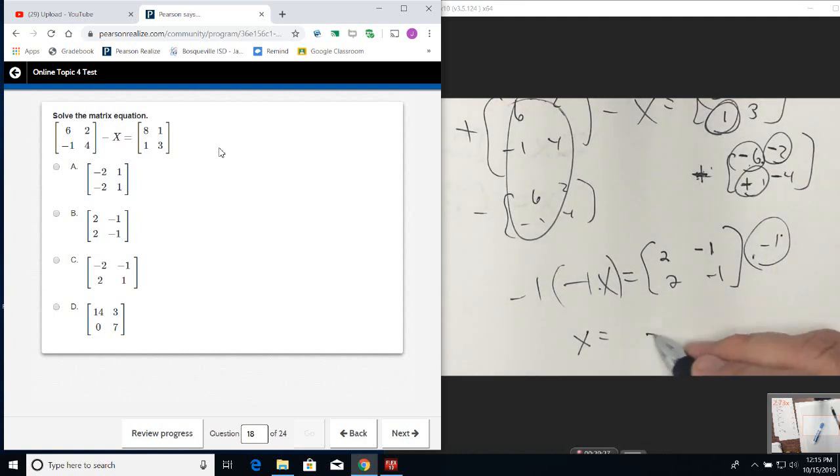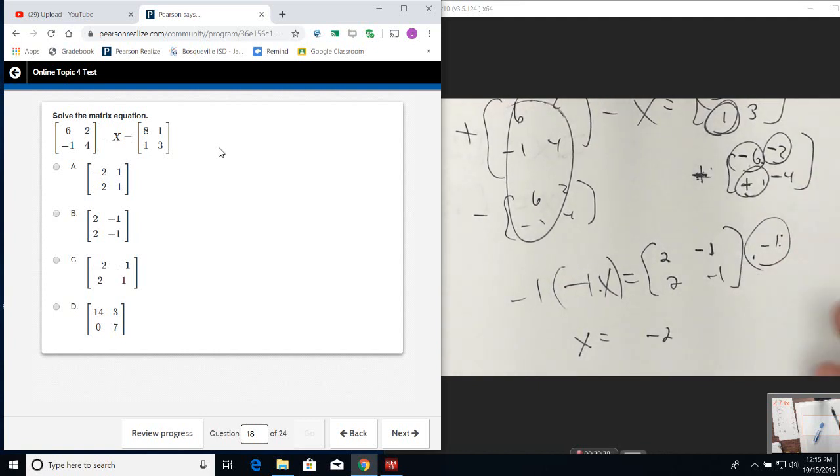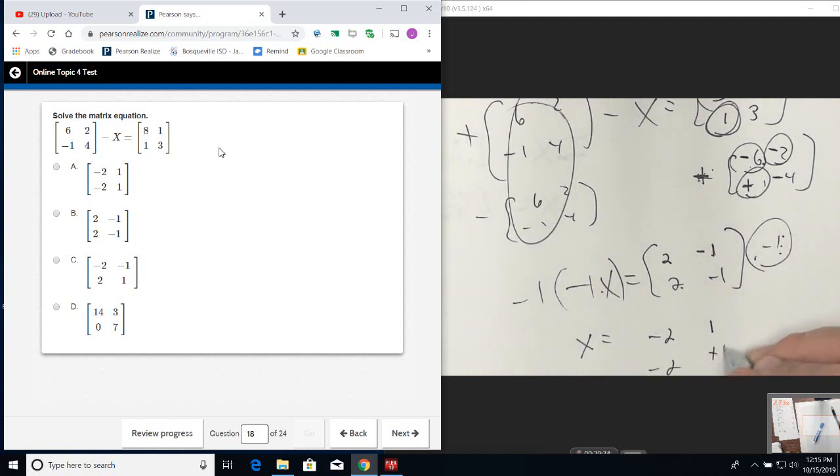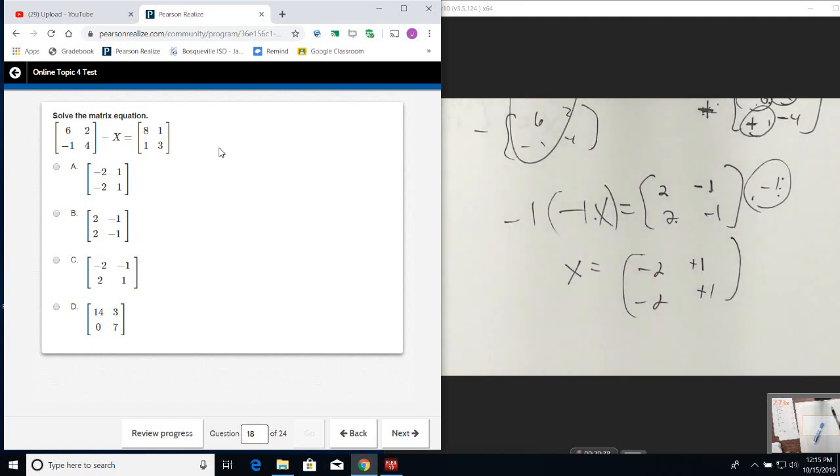-1 times 2 is a -2. -1 times a -1 is a positive 1. So there we go. It should be [-2, 1; -2, 1]. Y'all see that anywhere? [-2, 1; -2, 1] is A.